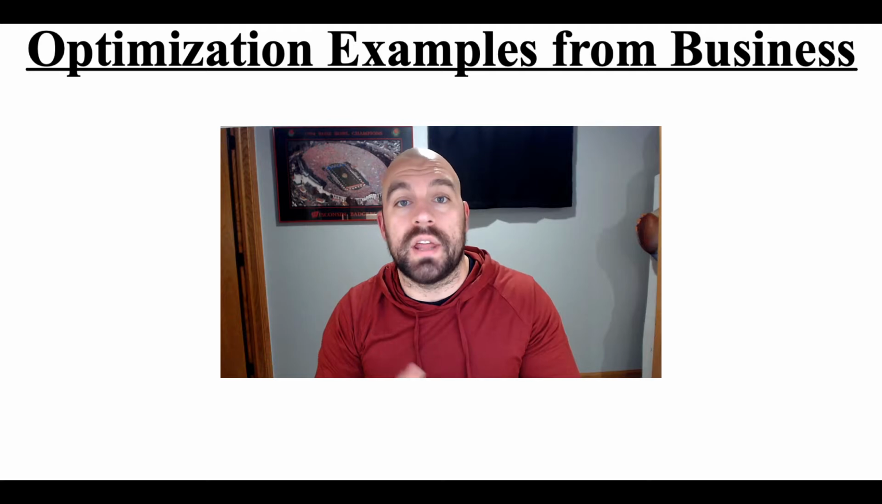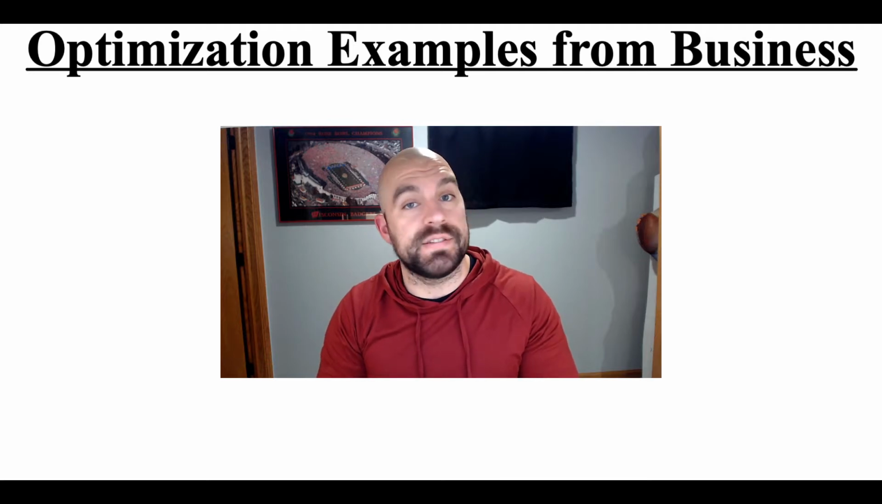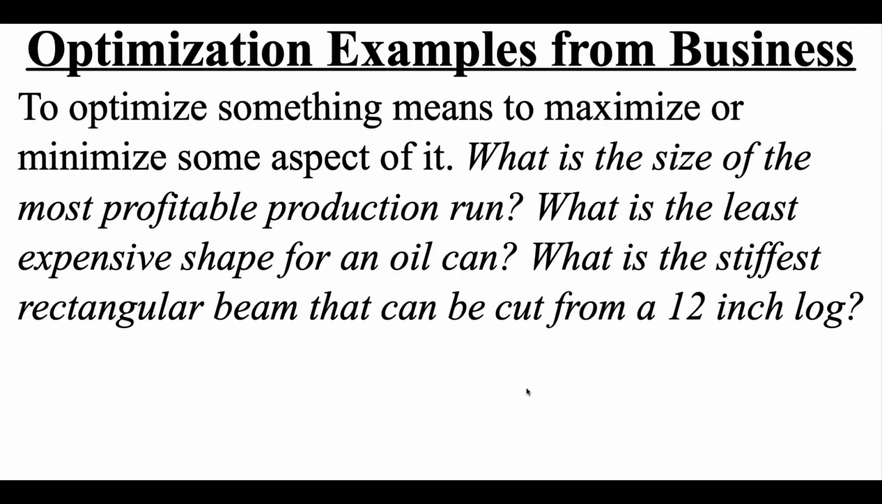In this video, we're going to look at optimization examples from business. To optimize something means that we're trying to maximize or minimize some aspect of it. For example, what is the size of the most profitable production run of whatever product we're making? Or what is the least expensive shape for an oil can? Or what's the stiffest rectangular beam that we can cut from a 12-inch log? So we're always trying to maximize or minimize some specific aspect of whatever it is that we are optimizing.